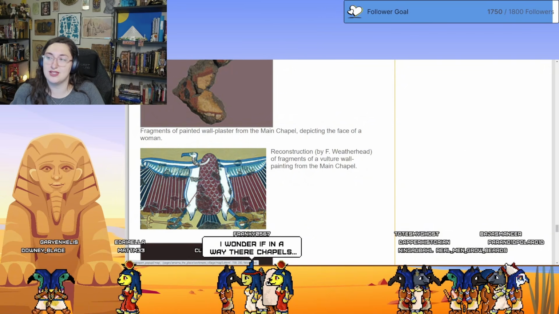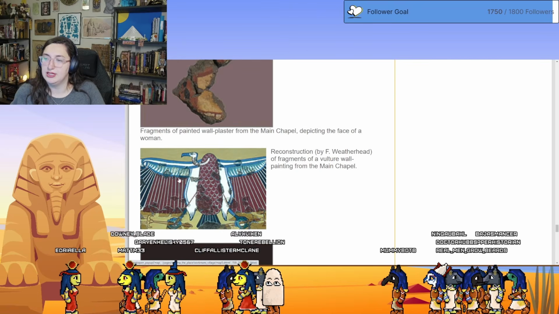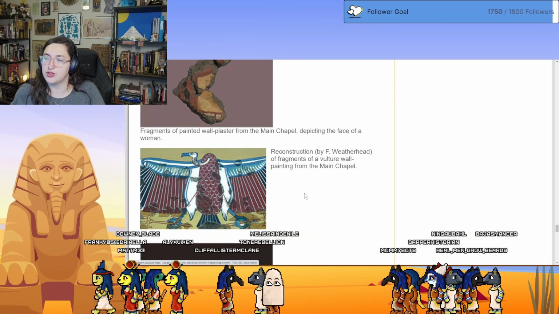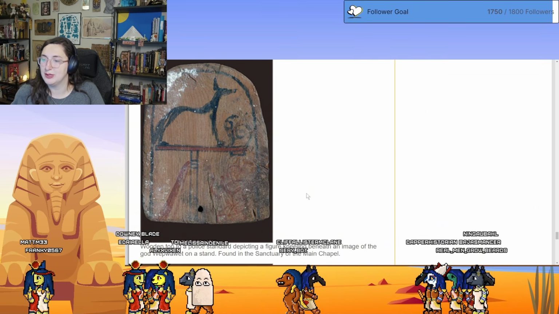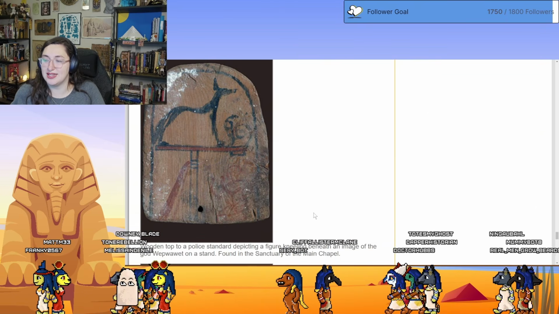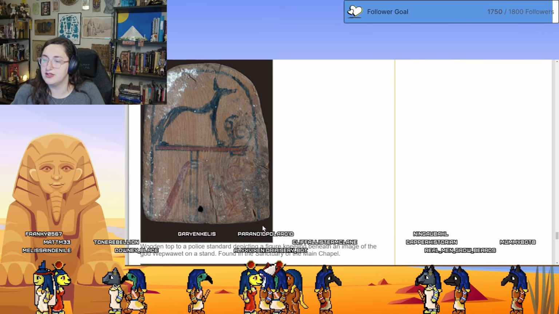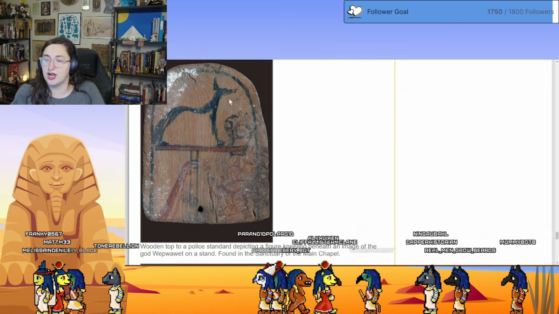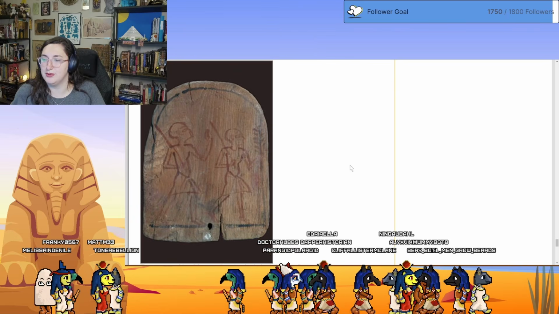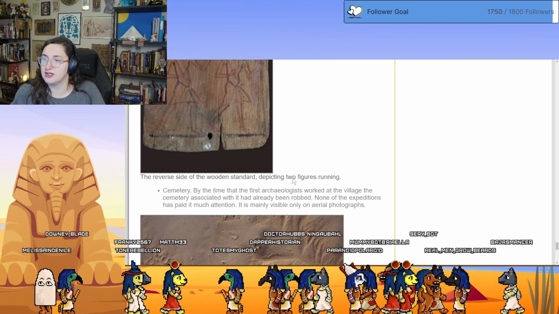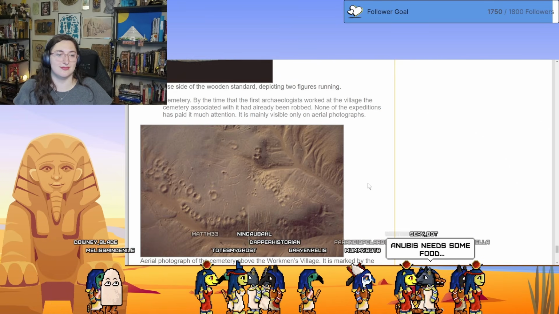Reconstructed, though, you can see, this depicts the face of a woman from the main chapel. But vulture paintings in the main chapel. And hey, man, that's Anubis. Wooden top to a police standard depicting a figure kneeling. Oh yeah, here you go. Little figure. I didn't see him. Figure kneeling beneath the image of the god Wepwawet. Oh, sorry, Wepwawet, not Anubis. Found in the sanctuary of the main chapel. That's the back of it. Yeah, he's a little skinny boy.